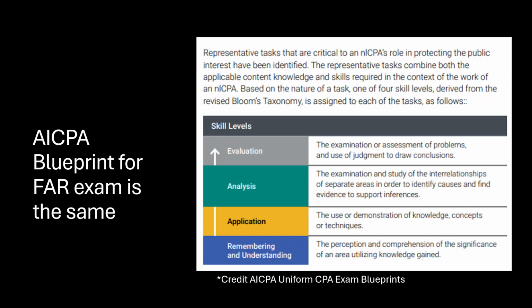This is a copy of the AICPA blueprint for the FAR exam. It's in their blueprint. And here's where they tell you about the various Bloom's taxonomy levels that they're using in this particular section. So it's representative tasks. If you notice, the arrow goes up from application, analysis to evaluation. So you need a basis in remembering and understanding in order to do applying, in order to do analysis, in order to do evaluation. So it works upward in priority.